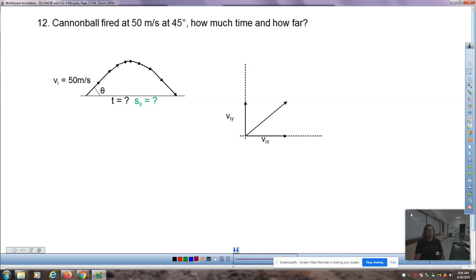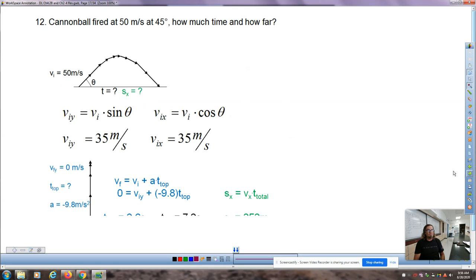Question number 12. Now let's try the same 50 meters per second, but this time at a 45-degree angle. So let's pause while you have a moment to try this one. All right, we're back together. So you find the X and Y components. They happen to be the same thing for 45 degrees. Most of you are starting to recognize that. Then the money question is based on us needing to know also the total time. So we use the Y component to find out how much time it's in the air, 7.2. We plug in the 7.2 and we get 252 meters.